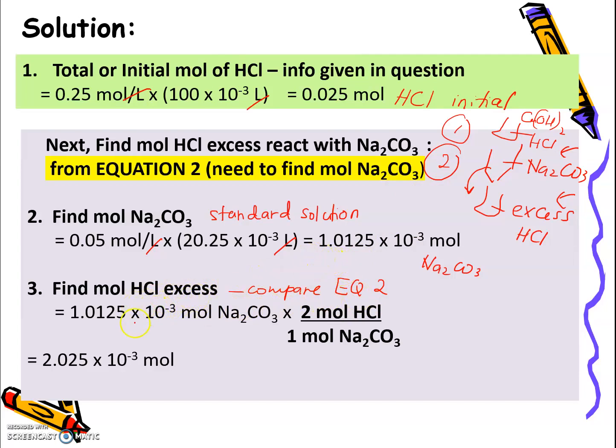Okay, so previously the number of mole sodium carbonate is 1.0125 times exponent negative 3 mole sodium carbonate, times 2 moles of HCl over 1 mole of sodium carbonate. Then we cancel the unit of sodium carbonate to find our desired unit for mole HCl excess. So the answer is 2.025 times exponent negative 3 mole HCl excess.